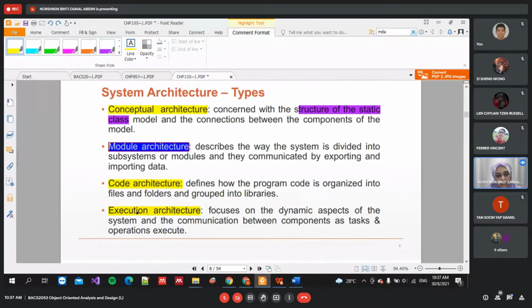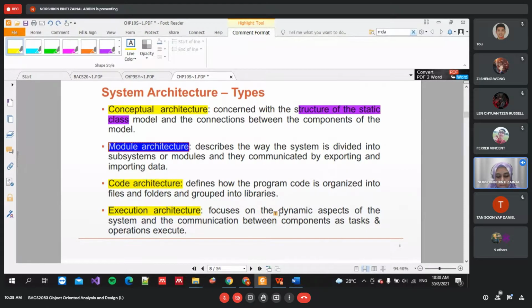Then next is execution architecture. Execution, like I said, is where we run or perform or conduct. It is an architecture that focuses on the dynamic aspect of the system and the communication between components as tasks and operations execute. So what are dynamic components? Just now I mentioned static components. Now it is dynamic components.